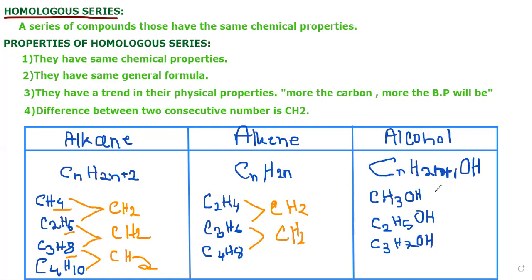For alcohol, it is the same. There are 2C and 1C, so 2 minus 1 is C, and the number of H, there are 4H and 6H, so 6 minus 4 is 2, and the OH cancels out. Same in the case of ethanol and propanol as well. C3 minus C2 is C, and there are 8 hydrogens and 6 hydrogens, so 8 minus 6 is 2. So this is all for today.